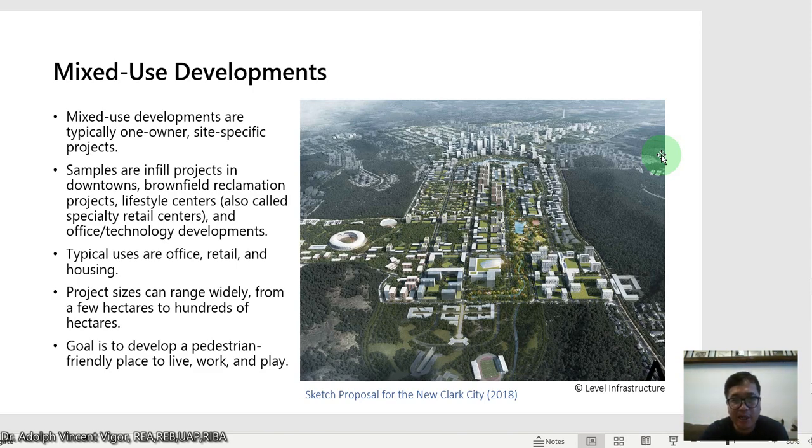Then samples are infill projects in downtowns, brownfield reclamation projects, lifestyle centers, also called specialty retail centers, and office and technology developments. Then typical uses are office, retail, and housing. So project sizes can range widely from a few hectares to hundreds of hectares. Then the goal is to develop a pedestrian-friendly place to live, work, and play.